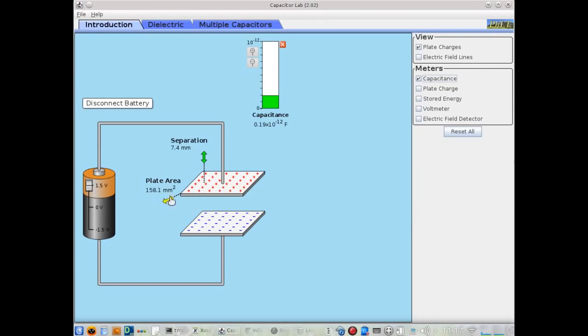Be sure to convert your millimeters to meters correctly. And then the separation is 7.4 millimeters. And again, if you want to put this in meters at the end, make sure you convert that correctly. From all of these numbers, you can calculate the capacitance. And the computer's done that for us. It's told us that for this configuration, the capacitance is 0.19 times 10 to the minus 12 farad, or about 0.2 picofarad. Now, we can ask the question, what will happen if I increase the area of the plates?